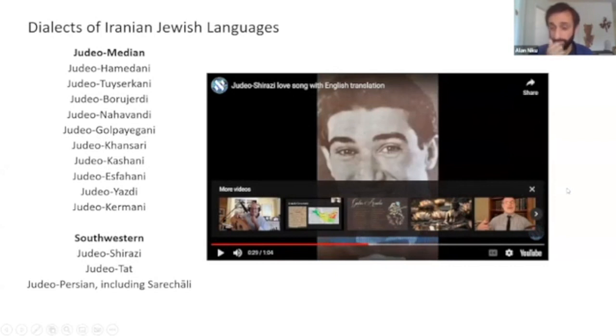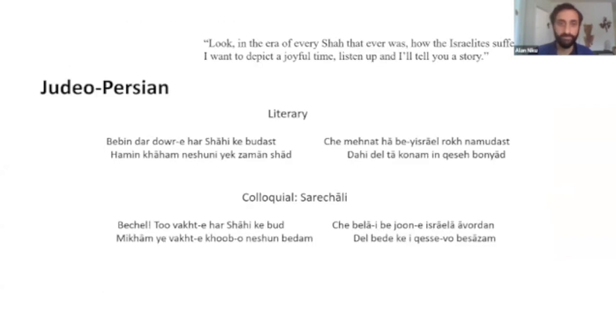All right, so this one I played for my parents and they could kind of understand. It was a little easier than Esfahani and Kashi. Okay. Now, let's talk about Judeo-Persian a little bit.